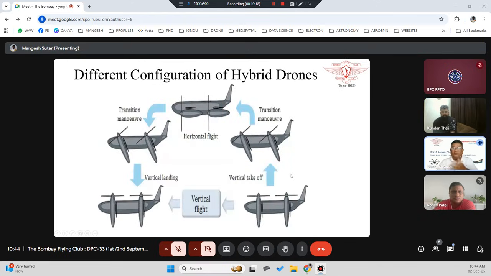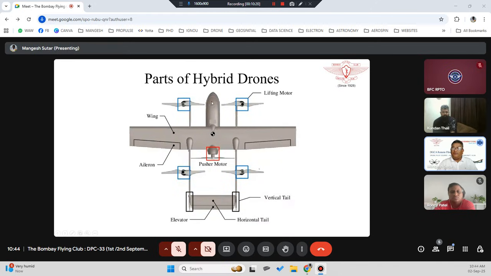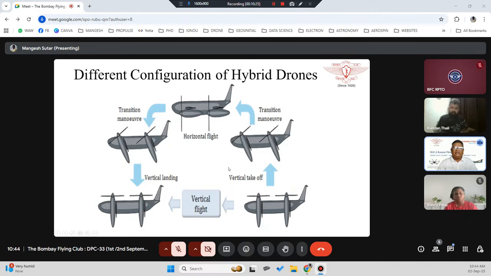There are different configurations. Like if you see here, there were a total of five motors. There are hybrid drones which are designed with only four motors also. Initially it will take off vertically, so the motors point upward. As it takes off, the motors start changing their orientation. That is called the transition maneuver. It is moving from a rotorcraft to becoming like a fixed wing. The motors become horizontal and start pushing forward.